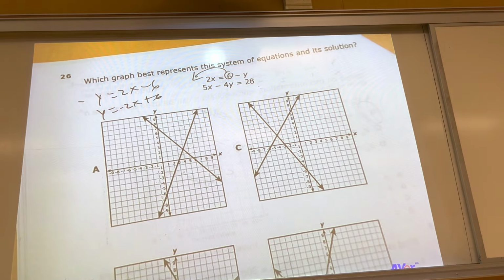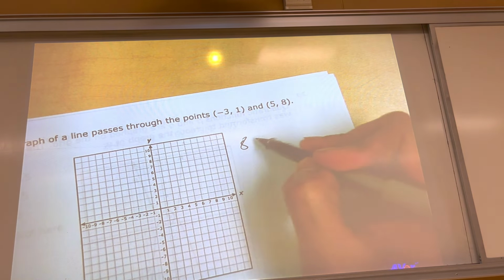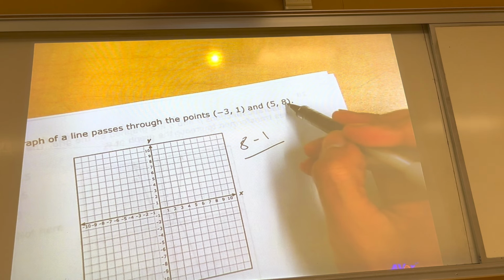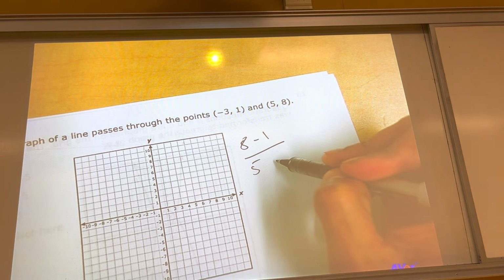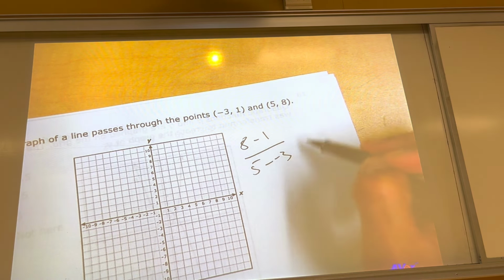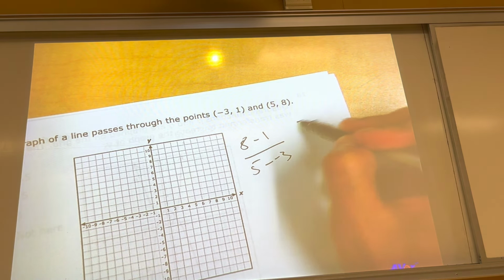Okay, slope of the line. y2 minus y1 over x2 minus x1, which is 8. Let's do 8 minus 1, 5 minus -3. 7 over 8. How are we doing? G.